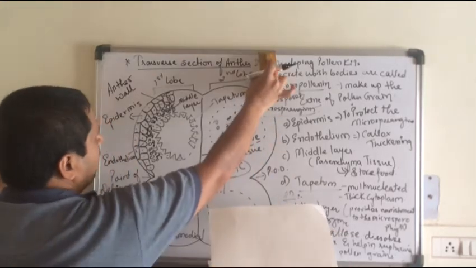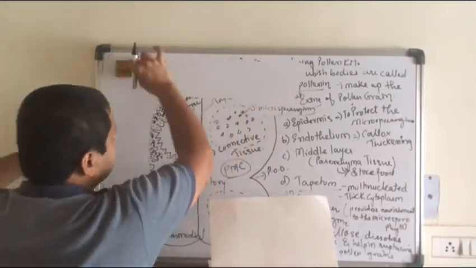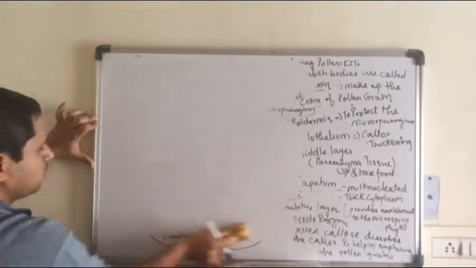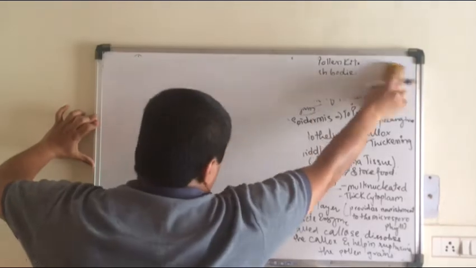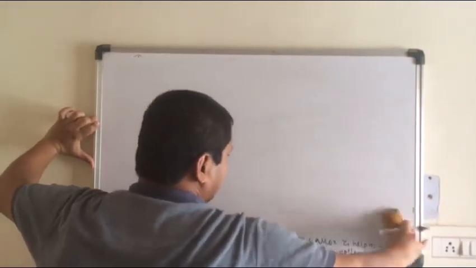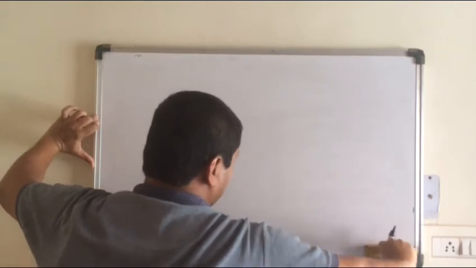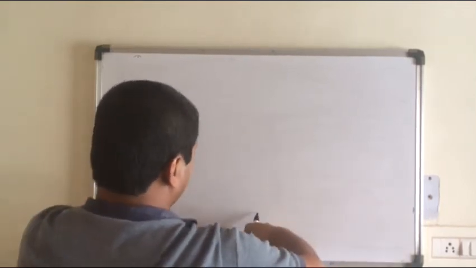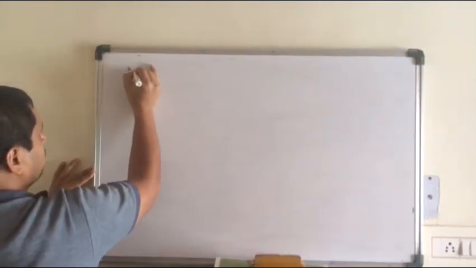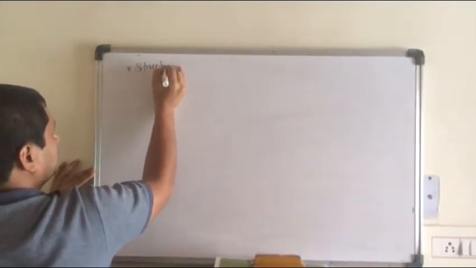Now let us talk about the structure of the pollen grains, through microsporogenesis. Microsporogenesis means the process by which the four microspore mother cells are produced. It is known as microsporogenesis.